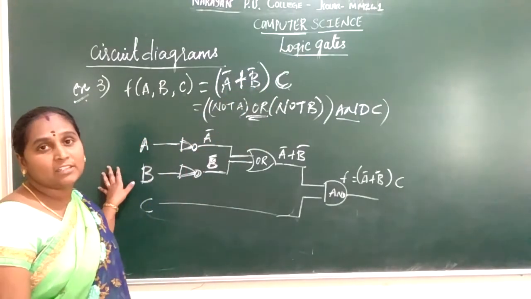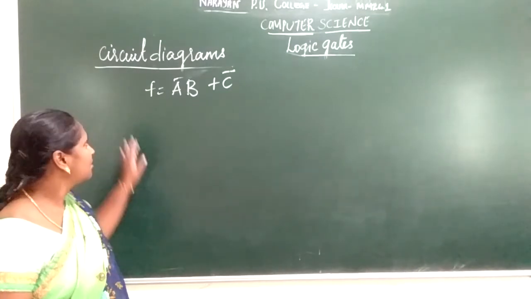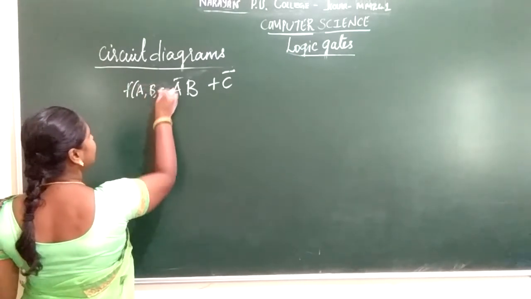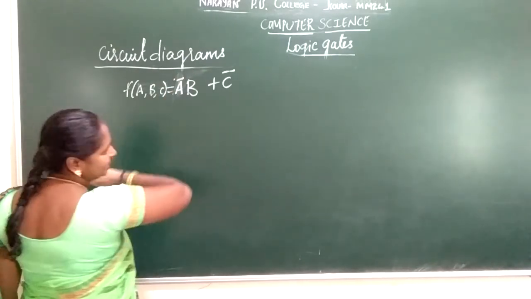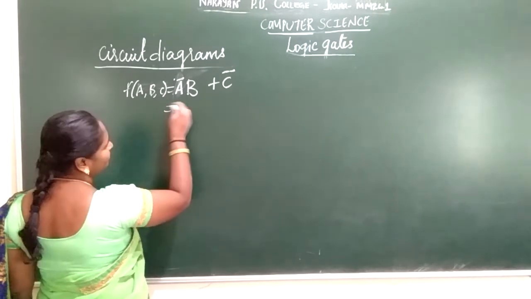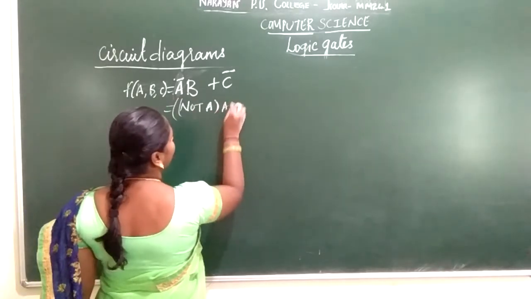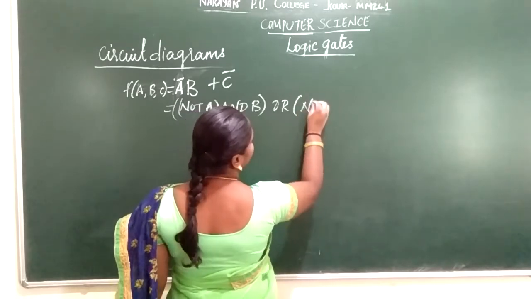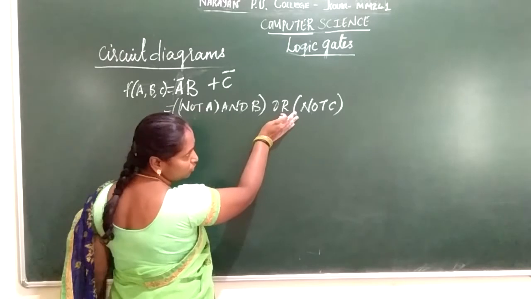So the last example we'll see, the fourth example under logic circuits. So the next example is f of a comma b comma c is equal to a bar b plus c bar. So for this, you are going to directly draw, or the expression can be written as not of a and of b or of not of c. Okay, this expression can be written. Based on this, it is simpler to draw the logic gates.